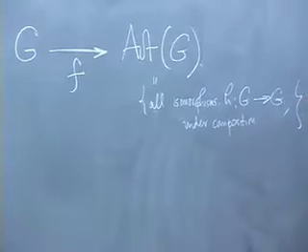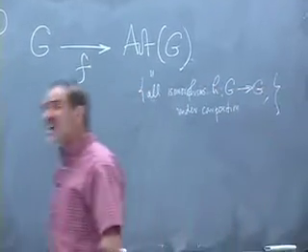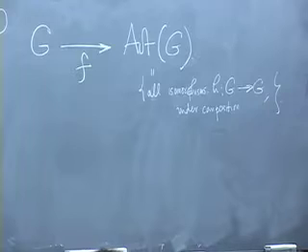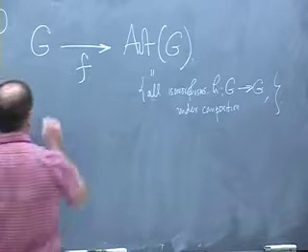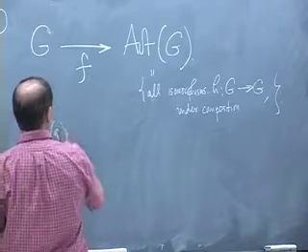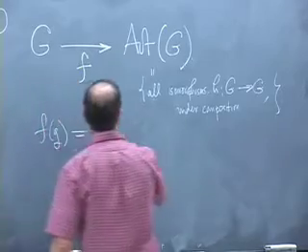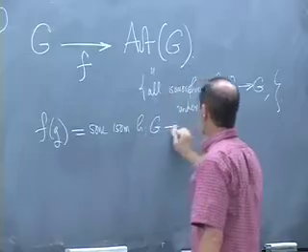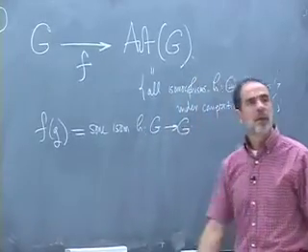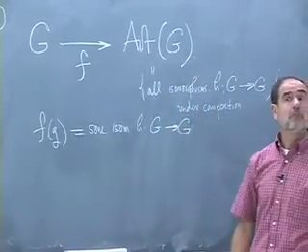So associated to an element in G, you have to give an isomorphism from G to itself. Let's think about that for a minute. So this is an absolutely critical map. For any group, you have this homomorphism. Let's give it a chance to think. So I have to assign f of g to be some isomorphism from G to G. Any suggestions?